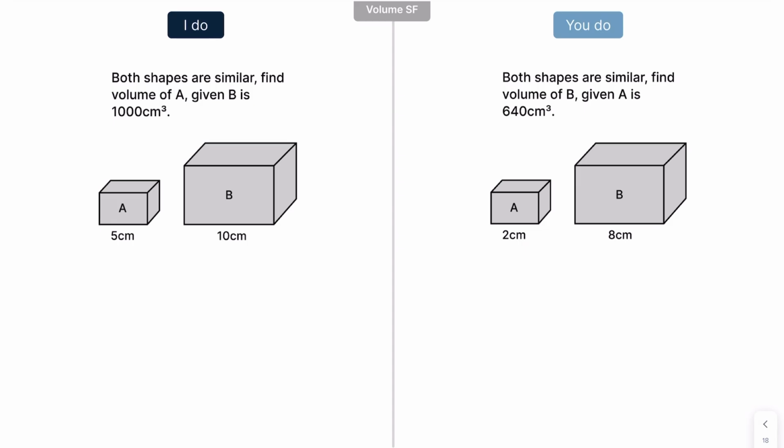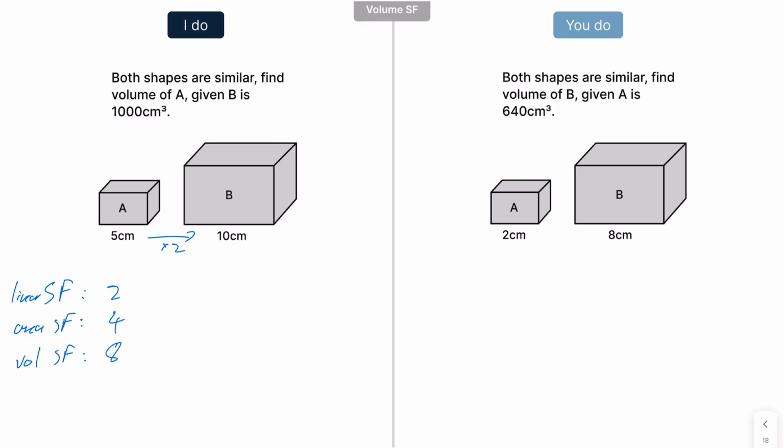So both shapes are similar. Find the volume of A. Okay, cool. We need to find the volume of A. We can't do that immediately, so we can start with whatever we know. Straight away looking at this question, I can say that the linear scale factor is 2. So to go from there to there, you're timesing by 2. So we can straight away say that the area scale factor is going to be 4, and that the volume scale factor is going to be 2 times 2 times 2, which is 8.